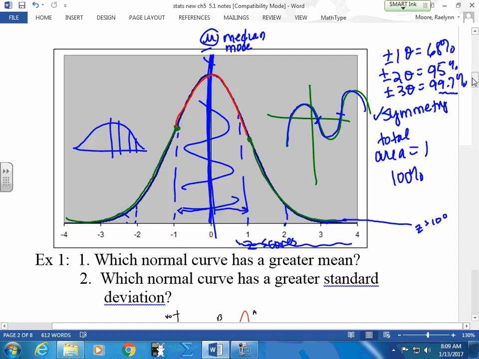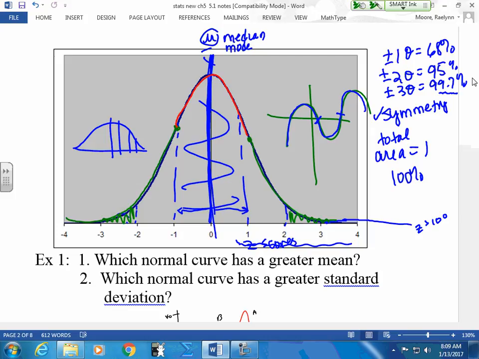So now, because our curve has symmetry, we're going to use that concept of symmetry, just like we did at the end of chapter 2, when we see area to the right of 2, area to the left of negative 2. Won't they be the same? Because we have symmetry, right? So we'll be able to find this.